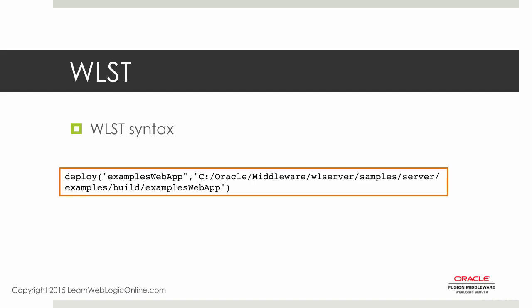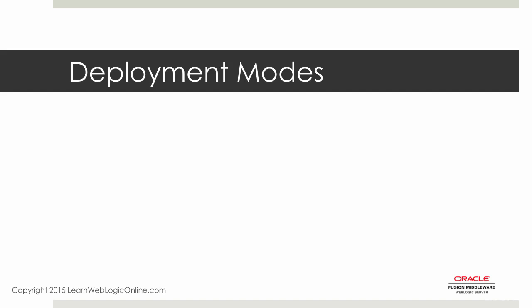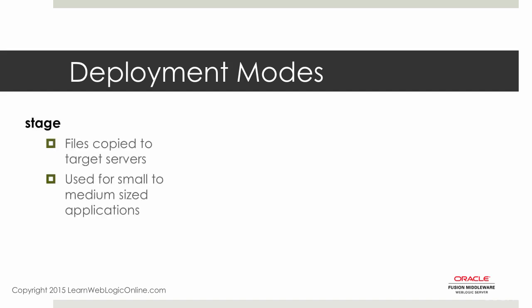So it's very powerful. So WebLogic has this notion of deployment modes, and a deployment mode determines how deployment files are made available to the target servers that deploy the application. And so a target is typically a managed server or servers or a cluster. So there are three types of modes. The first mode, and this is the most common mode, is the staging mode.